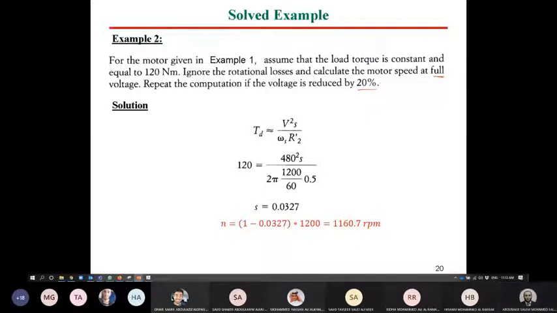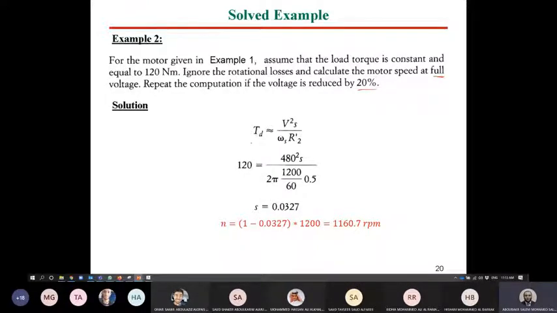Fine. Let's start at the beginning. We have load torque equal to 120 Newton meters, and at full voltage we need to calculate the motor speed. As we said, for operation at steady state, we can assume a linear relation between torque and slip, which comes from neglecting the value of X equivalent squared and R1 compared to R2 prime over S. So this is our relation, and now we can substitute in this relation.